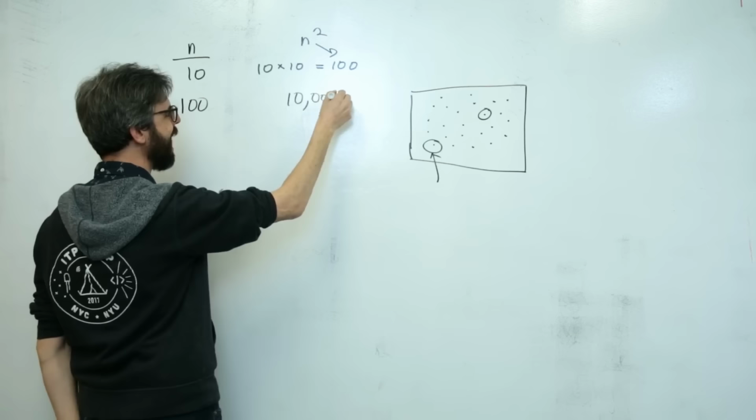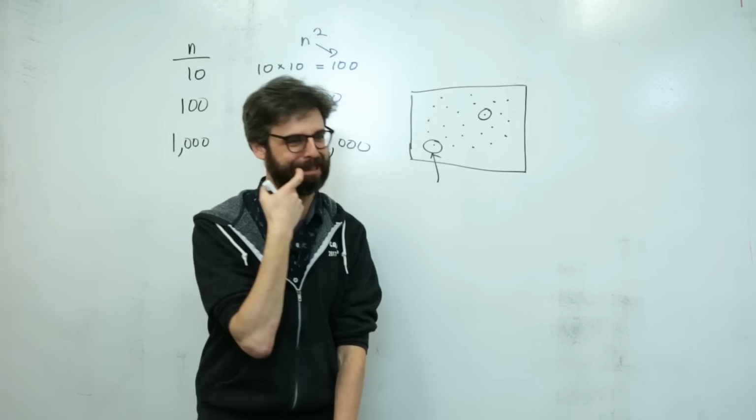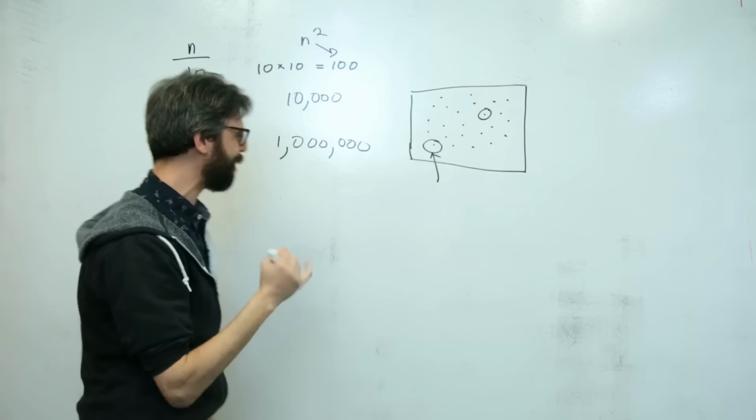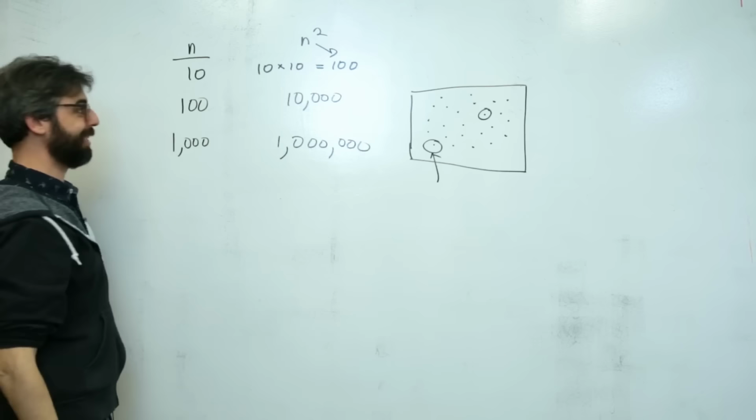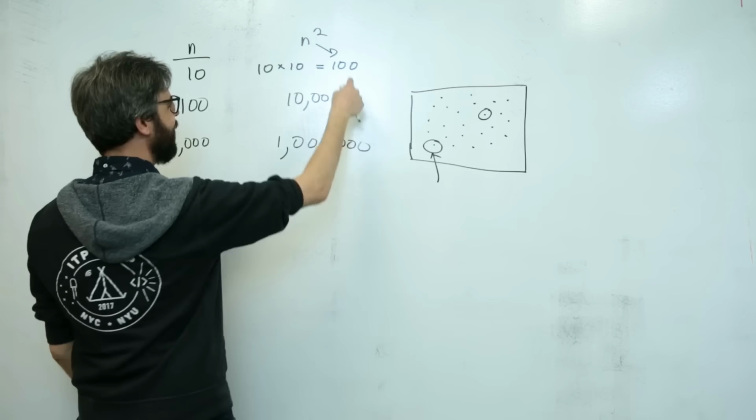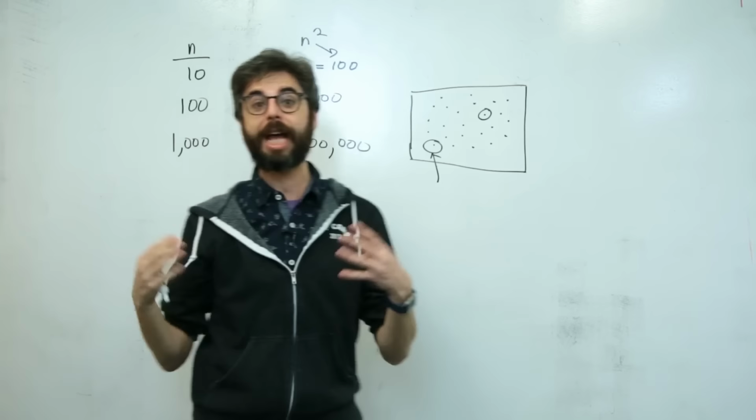And if there were 1,000, I suddenly need to do 1,000,000 checks. So you'll notice that these are going up by a factor of 10. But these are going up by a factor of, well, not 10, 10 squared and more, right? Because this is 100 times this, and this is 1,000 times this, so it's exponential.